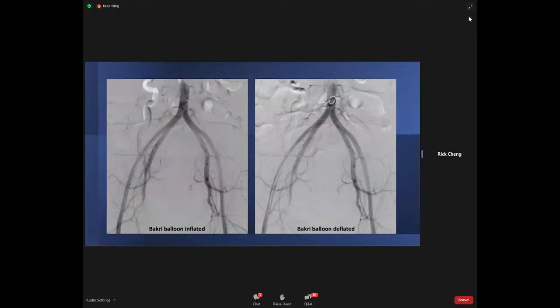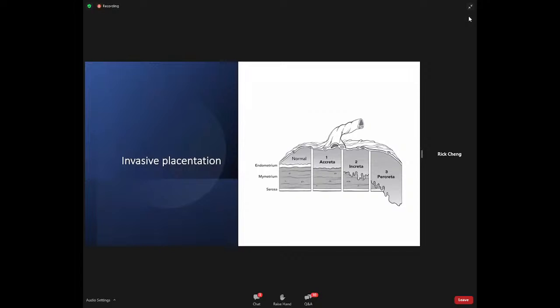So here is a completion pelvic angiogram for that same patient. We actually performed it with the Bakri balloon inflated. We then deflated the balloon and waited for about 5 minutes to repeat the angiogram to ensure that there is no residual bleeding that is masked by having the balloon inflated. The patient did quite well, was then stabilized after the embolization and was discharged in the next few days.